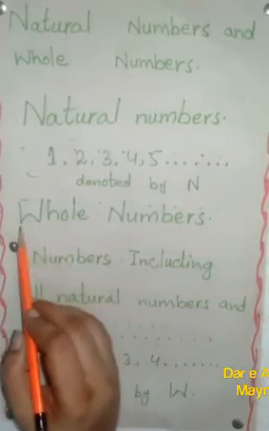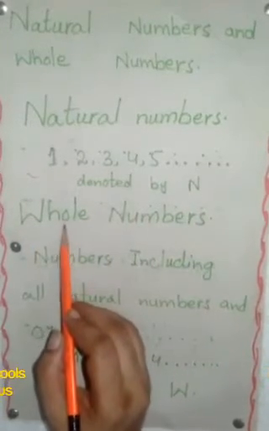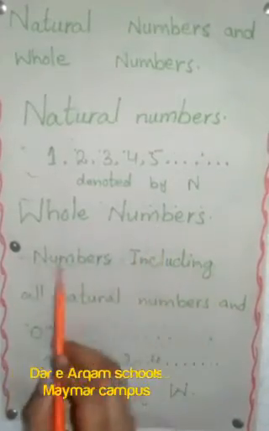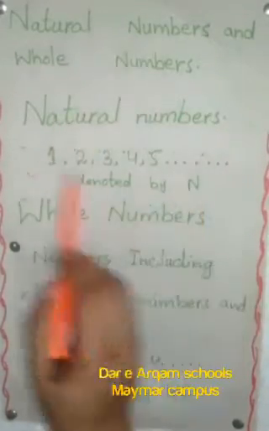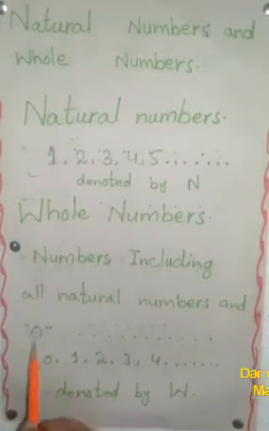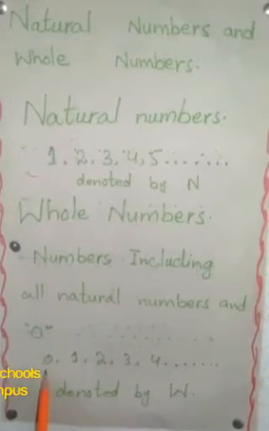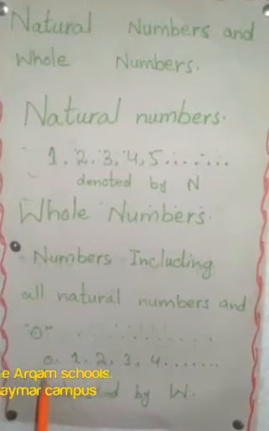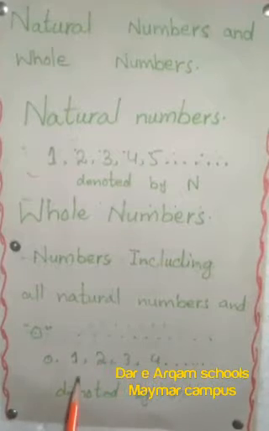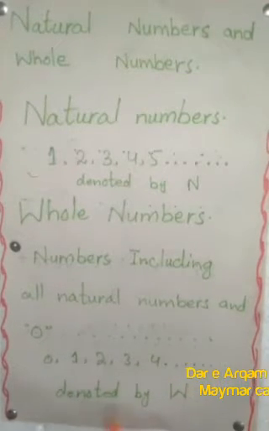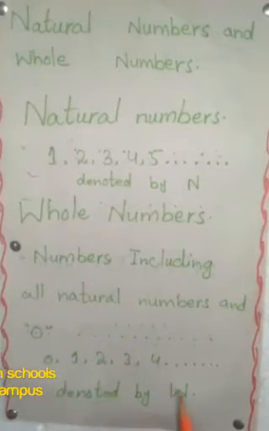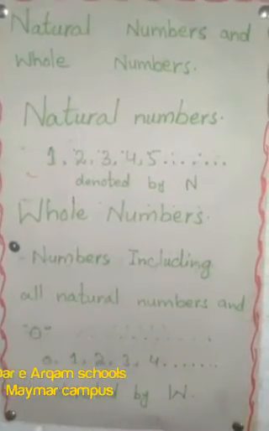Next we have the next type of number. We have whole numbers. In whole numbers we have included all the natural numbers including 0. When we start writing our digits from 0, these will be said to be whole numbers, means 0, 1, 2, 3, 4 and infinite. And we denote whole numbers with W, means whole numbers are denoted by W.